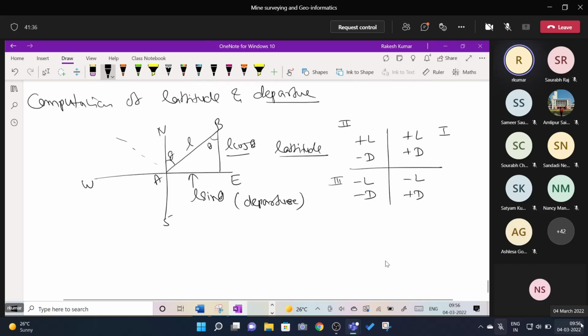Okay, now the question is how to remember that. If I say again north, south, east, west, how to remember? Anybody can tell me?